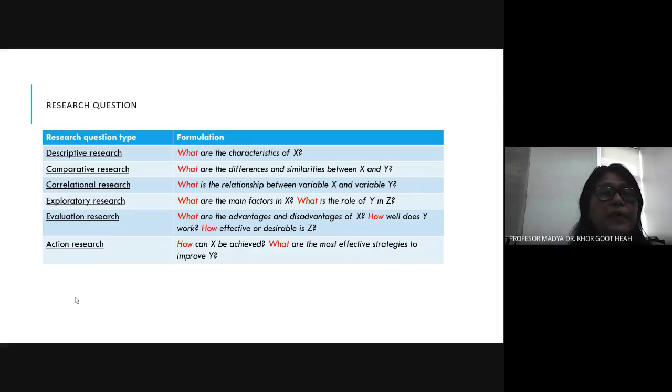Now I show you some examples of the research question, how they manage to formulate it. If the research question type is descriptive, usually we start off with the action word what. An example here is: what are the characteristics of X. If it is comparative research, then we compare what are the differences or similarities between the two of them. If it is a correlation study, we ask what is the relationship between the two variables. For action research, usually we have the words how something can be achieved, or what are the most effective strategies to improve Y. This is something we need to think about: how to use the action verb to help students generate good research questions.